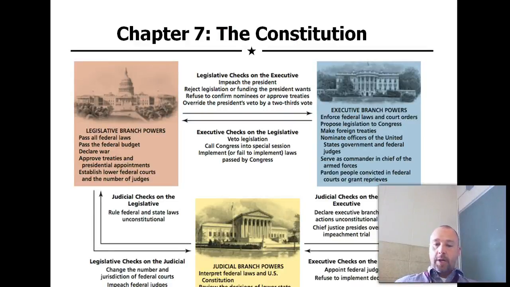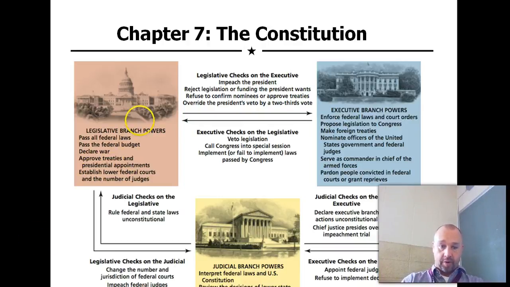Okay, so we have some nationalists in this country like James Madison and Alexander Hamilton, who are really looking to institute a strong national government. They still want to respect the powers of the people in the states, but they believe that a strong national government is what's best for this nation moving forward. So we're going to institute a government with 3 branches.